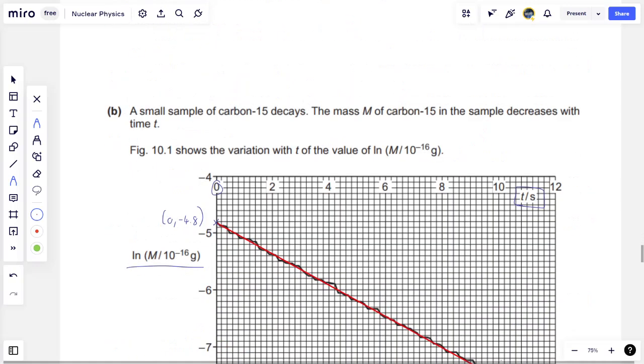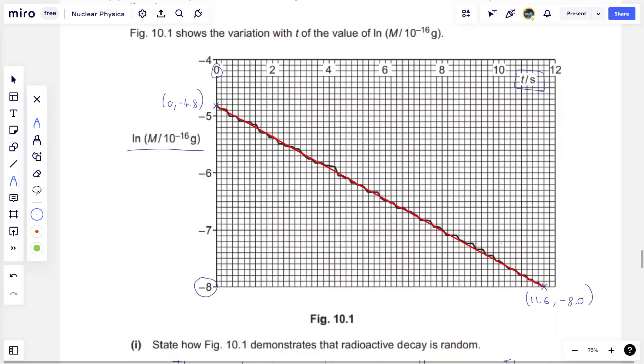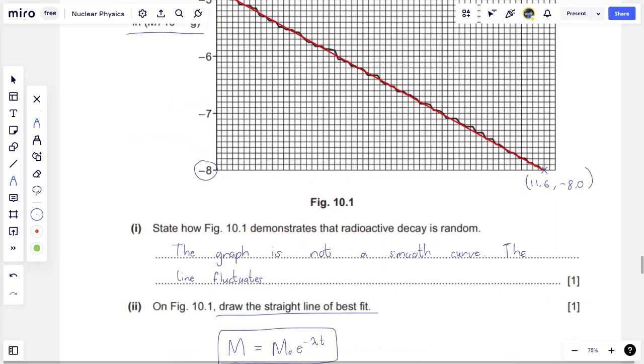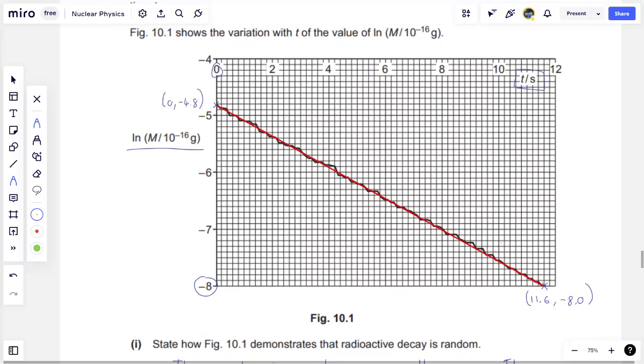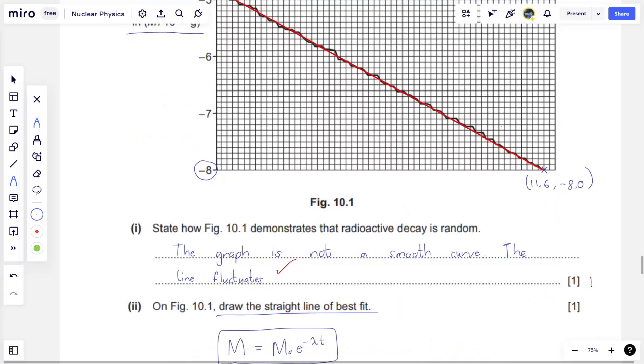Next, we are given the graph of the variation with time of the value of log of the mass for a carbon-15 sample, which is decreasing with time. If it's a sample decreasing with time, it will decay exponentially, as all radioactive nuclei do. So we are told to state how the graph demonstrates that the decay is random. If you said the graph is not a smooth curve or that the line fluctuates, that scores you the mark. There's no other property of this graph that tells us that the decay is random.